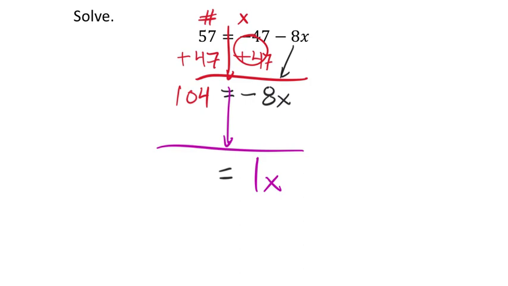Just be careful because some students would say something like you'd add 7. No, we don't want to use addition to make 1s. We want to use division. So I'm going to divide it by itself, negative 8. But if I do it to one side, I got to do it to the other side.